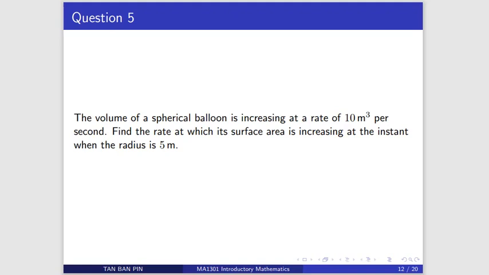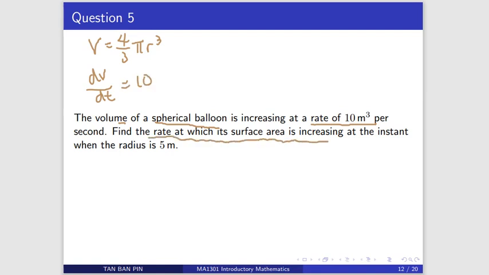In question 5, you look at a spherical balloon. So the volume is 4/3 pi r cubed if you let the radius of the balloon be r. Given that the volume is increasing at the rate of 10 meter cubed, it means you are given dV/dt is 10. Then you want to find the rate at which the surface area is increasing.